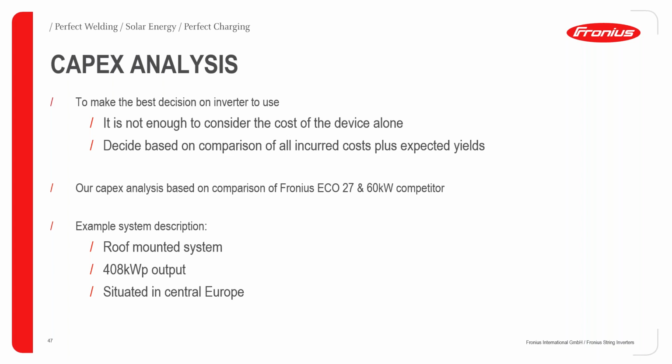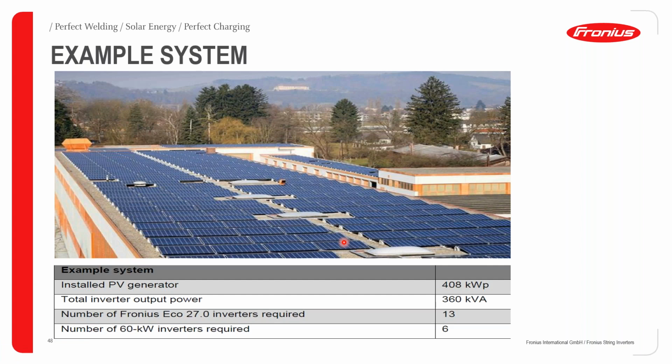So this is one inverter with a capacity of 60 kilowatt output on the AC side. And in this example, we will be considering a roof-mounted system with a capacity of 400 kilowatt peak on the PV side installed capacity. And this system is situated in Central Europe. So this gives you an overview of how the system looks on the roof. As mentioned, these are the key parameters of the system.